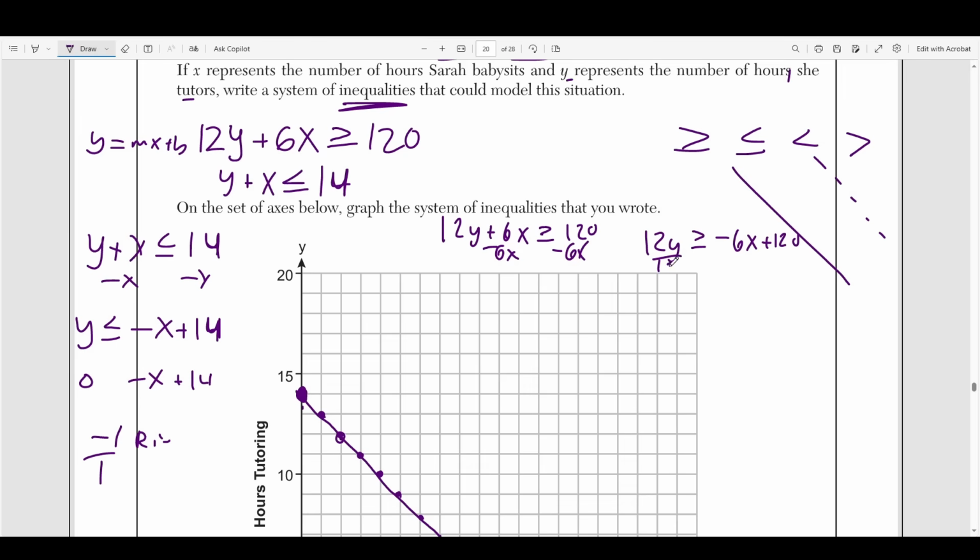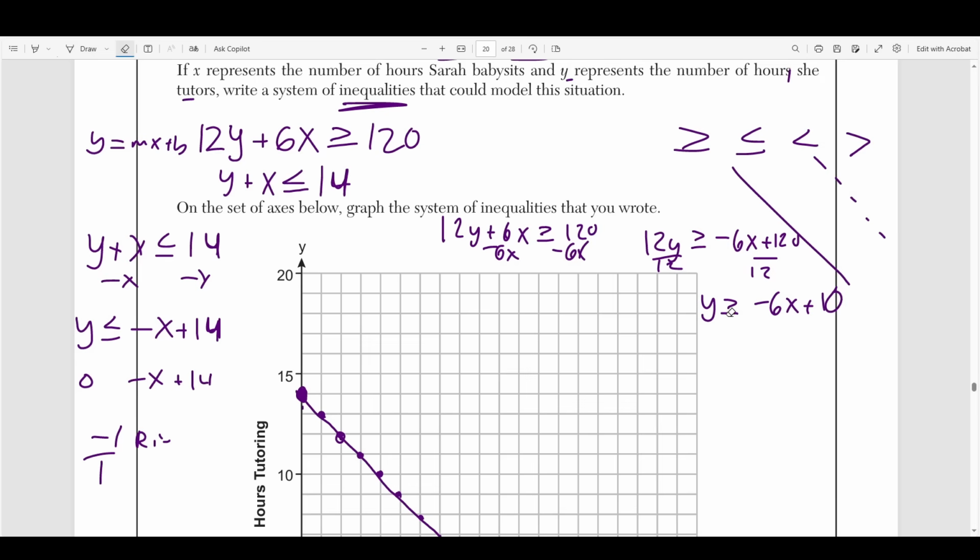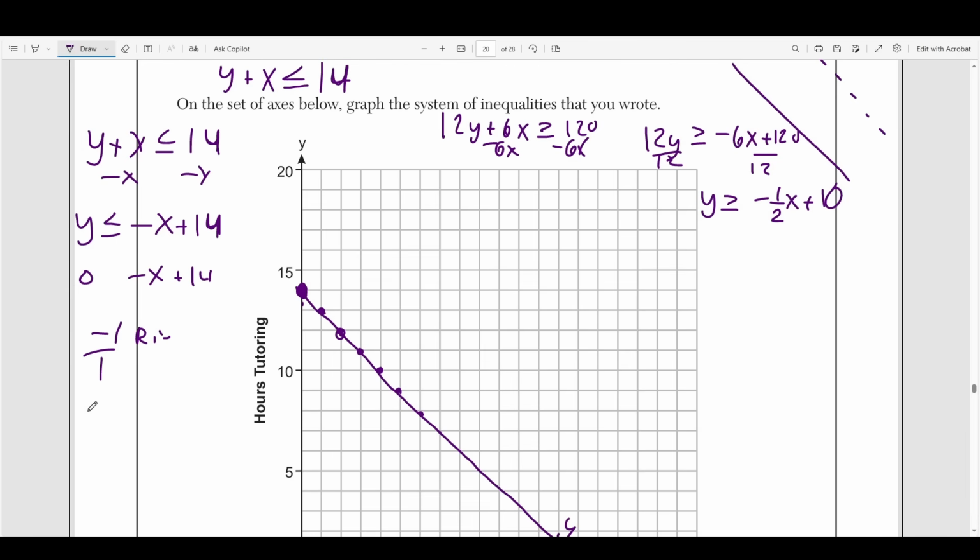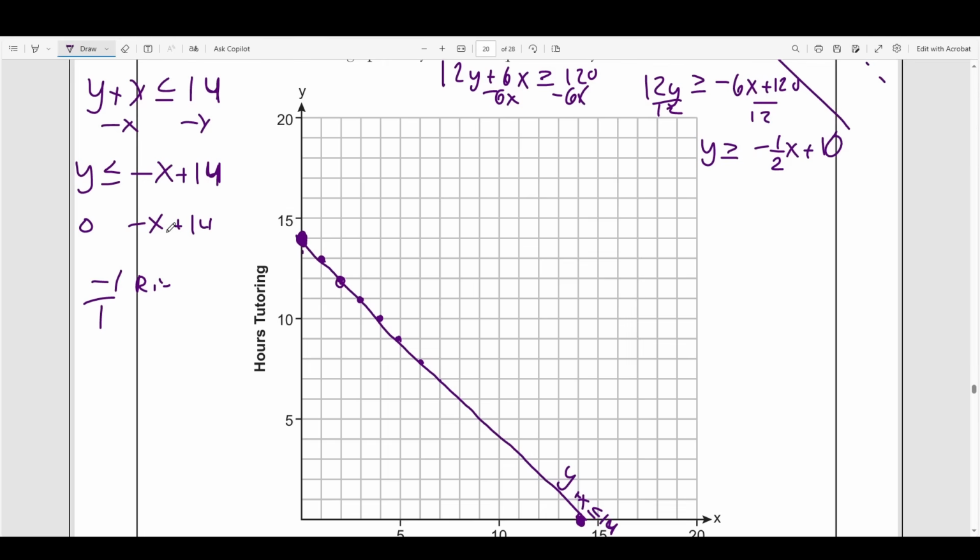Now I have to divide everything by 12, okay? So now I have y is greater than or equal to negative 6x plus 10. Or sorry, y is greater than or equal to negative 6x divided by 12, which is negative 1/2 x plus 10, okay? And before I go ahead and graph this, I just want to make a point that whenever the inequality sign faces towards the x, you're going to have to shade down.